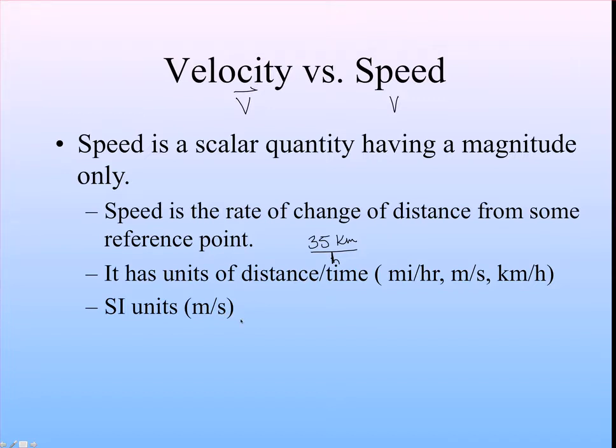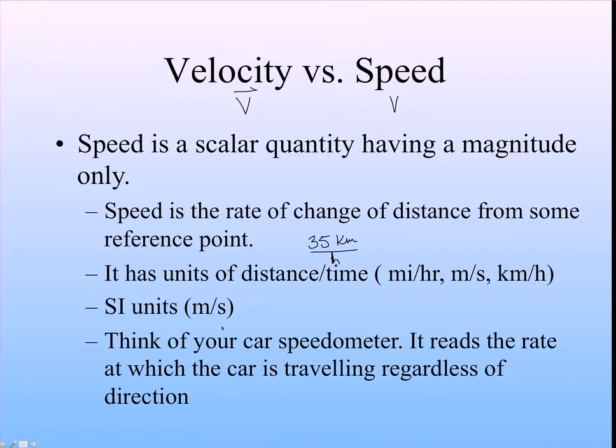And so your car speedometer, in fact, does measure speed rather than velocity because regardless of the direction you are traveling in, it tells you how fast your distance is changing. It doesn't necessarily tell you how your displacement is changing, because if you turn a corner, then your displacement changes in a different way than it would have if you had continued going straight.